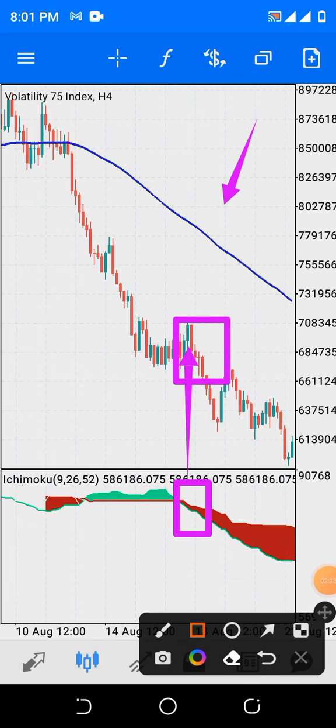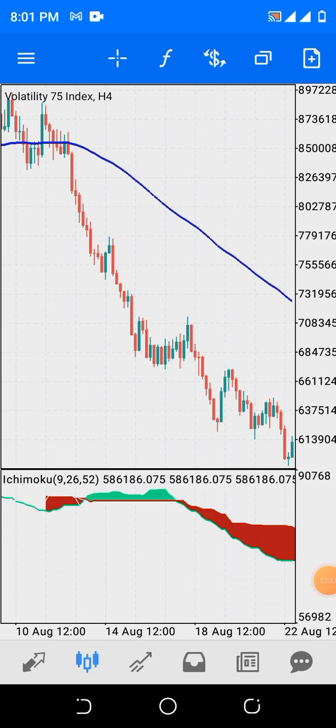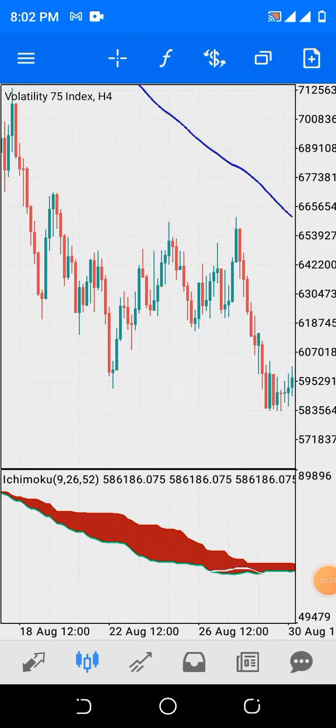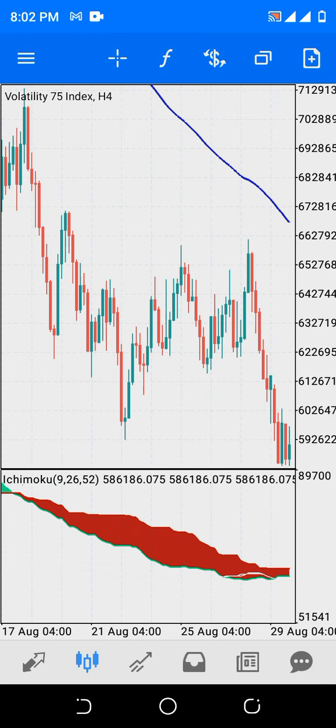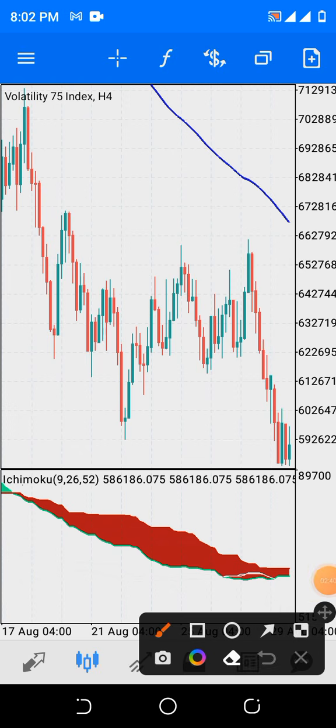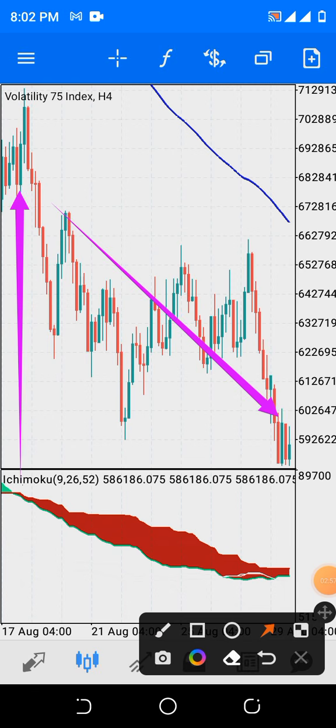Do you understand? We establish a sell signal there. So this is a huge profit for you. Look at it. Sell signal from this particular area, and this is a huge profit for you. Do you understand?